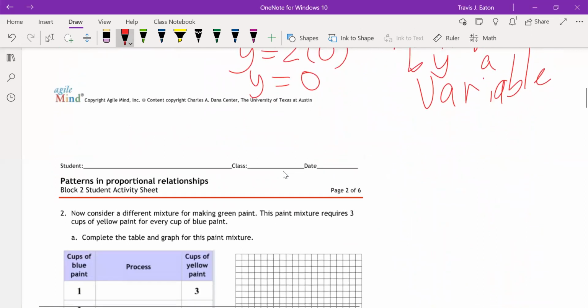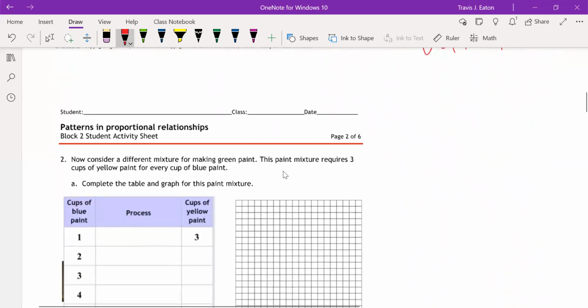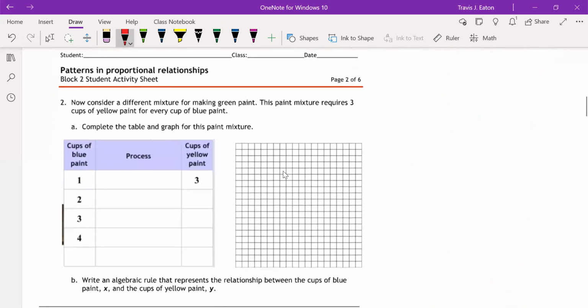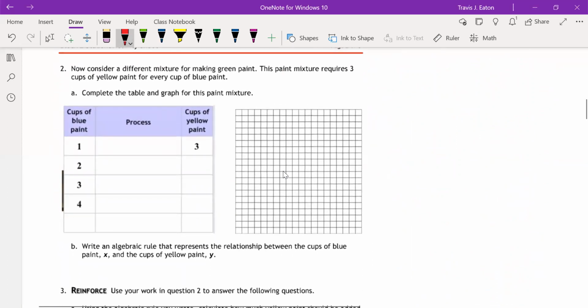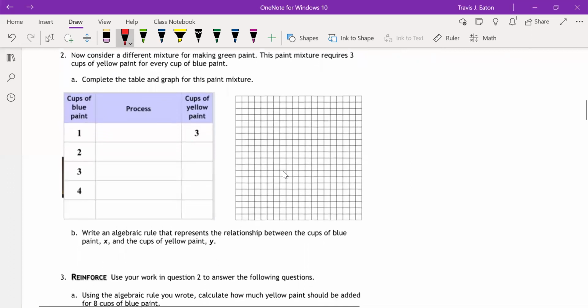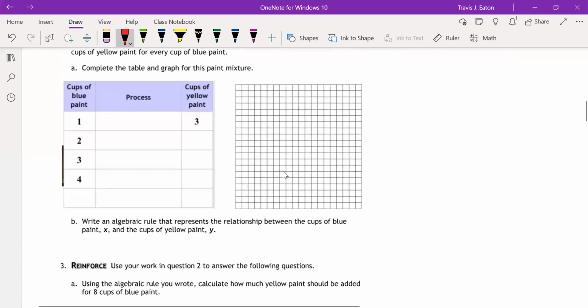Okay, let's look at question number 2 then. Don't see any question marks in the chat, so I think we're doing good so far. Remember, all you have to do is type a question, and I will stop the recording and answer your question before moving on. So let's look at question numero dos. Now consider a different mixture for making green paint. This paint mixture requires 3 cups of yellow paint for every cup of blue paint. So complete the table and graph for this paint mixture.